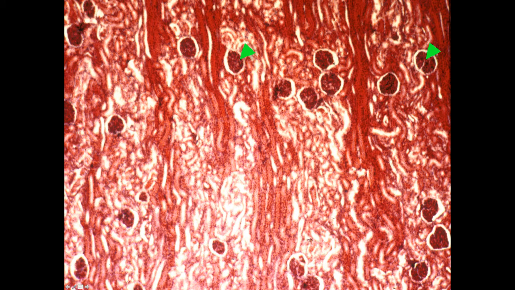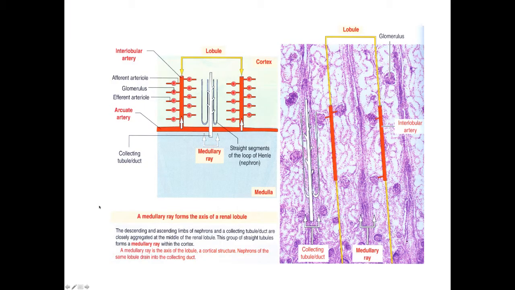Here are renal corpuscles, so we know we're in the cortex, and here are these medullary rays, these structures that contain the straight portions of proximal, distal tubules and collecting ducts. So here's a medullary ray, here's a medullary ray, here's another bit of medullary ray, and another bit like this. This is another way to look at these structures.